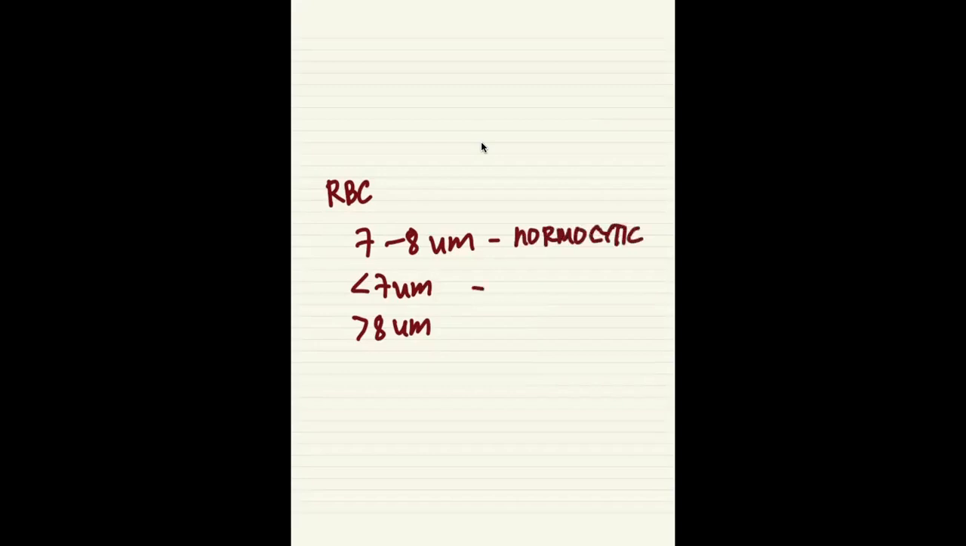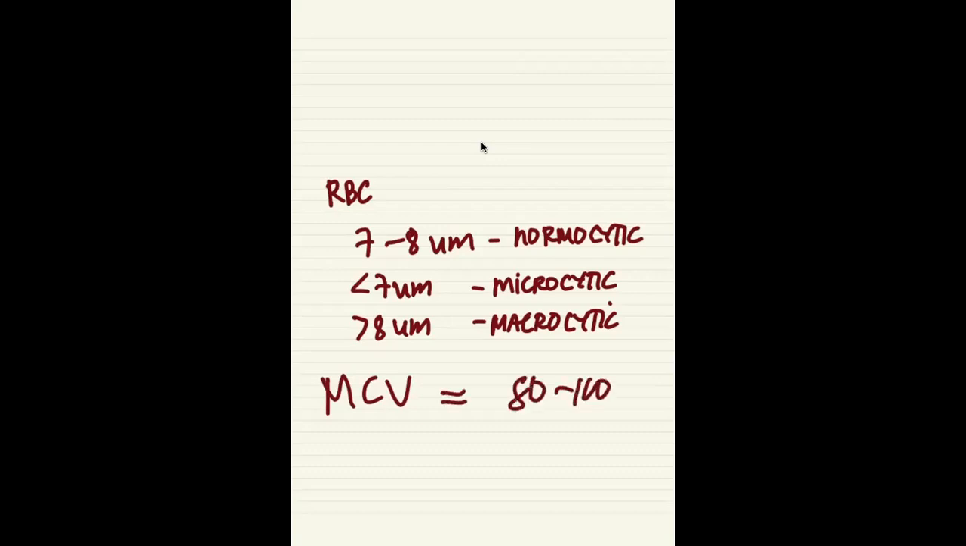Now, if it is less than 7 micrometer, then these are now what we call as what? These are your microcytic RBC. Now, if they are greater than 8 micrometer, masyadong malalaki yung ating mga RBC, we call them your macrocytic RBC. Now, your microcytic and normocytic RBC can actually be identified using your MCV, or your mean corpuscular volume or mean cell volume, that has a reference range of 80 to 100 femtoliter.